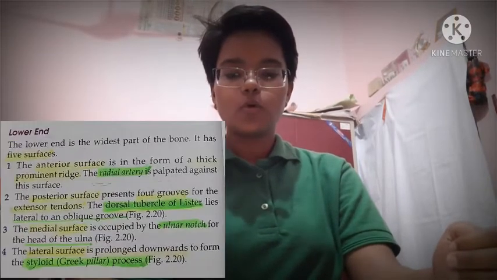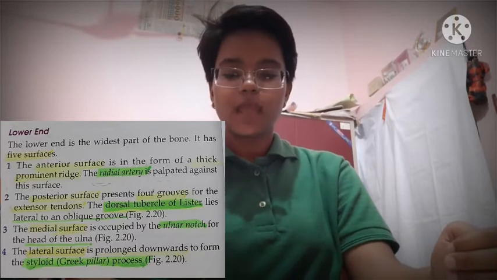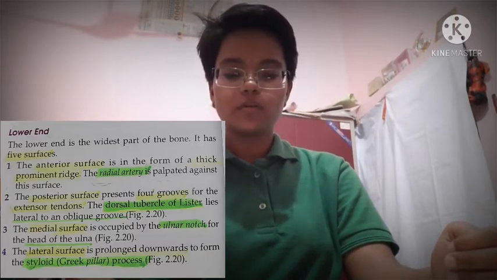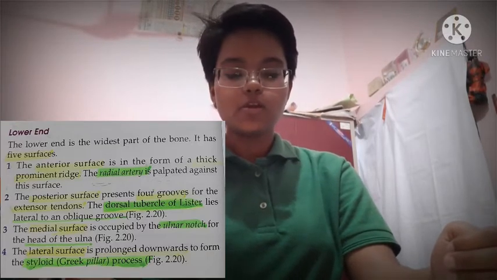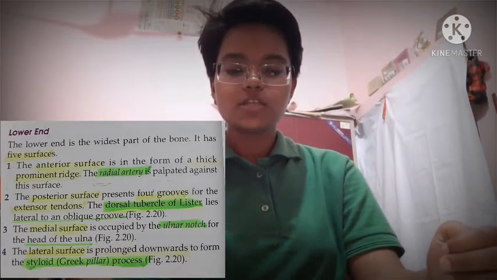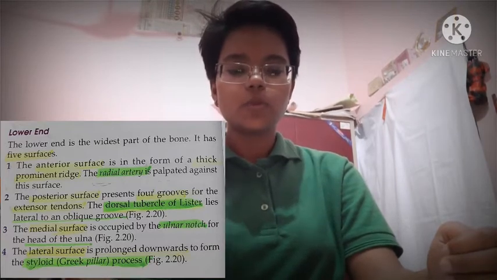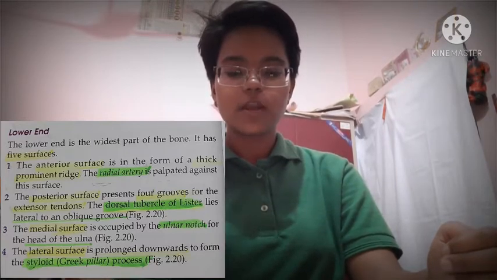The lower end. The lower end is the widest part of the bone. It has five surfaces. The anterior surface is in the form of a thick prominent ridge. The radial tuberosity is palpated against this surface. The posterior surface presents four grooves for the extensor tendons. The dorsal tubercle of Lister lies lateral to an oblique groove.